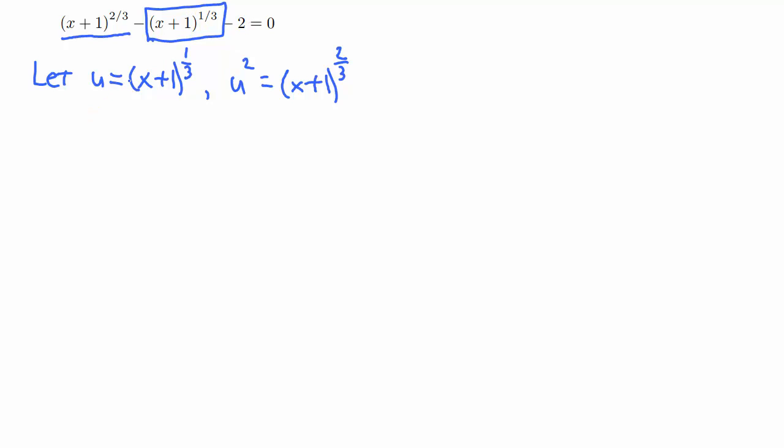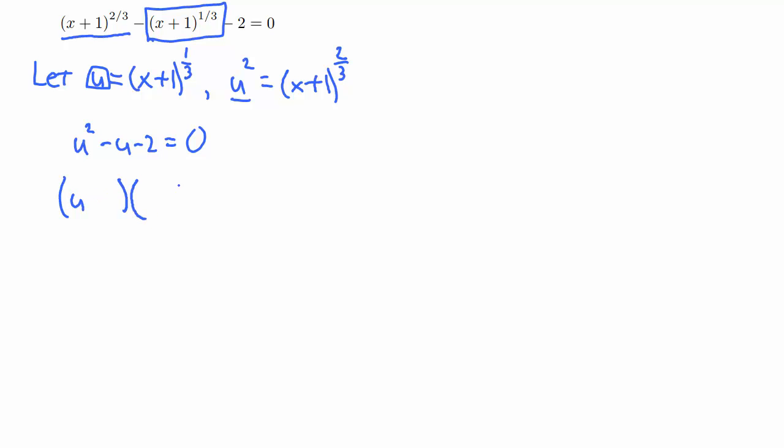So replace the u and u squared with what they are. (x+1)^(2/3) is u squared, and then (x+1)^(1/3) is this u here, so minus u, and then we just have this minus 2, and that's equal to 0. Here's how you can see that this is actually quadratic in nature: there's a u squared minus u minus 2 equals 0 out of that. This can be solved by factoring.